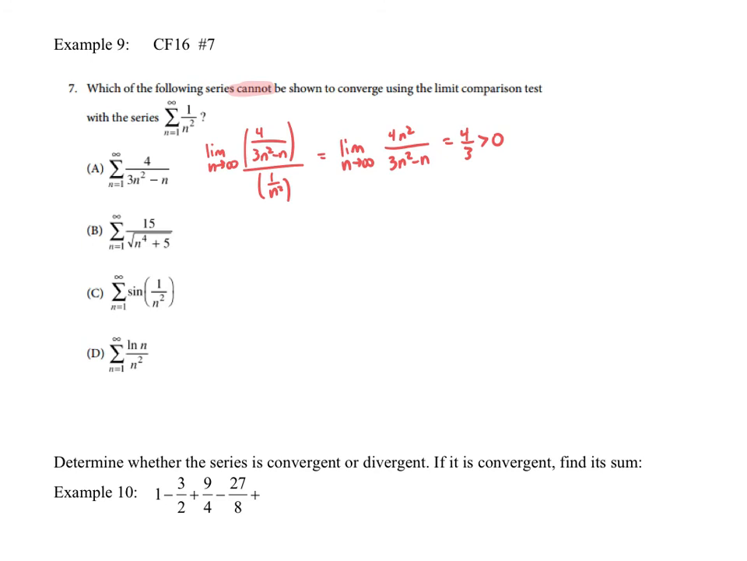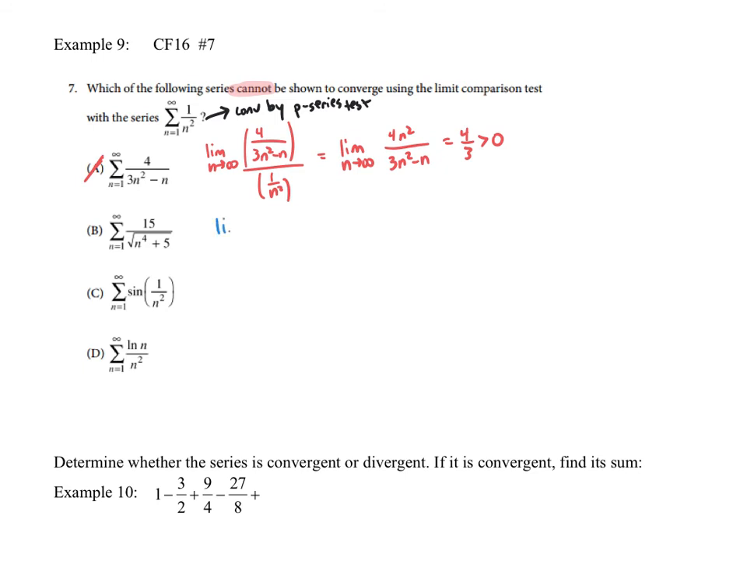And so since the original, let me just write this down. So this is convergent by the p-series test. Because that's convergent by the p-series test, and because we got a value that is finite and greater than 0, A would also converge. A would be okay to utilize the limit comparison test. So that's not what we're looking for. We're looking at the cannot. So we're looking at the one that doesn't work. Okay, for part B, let's see here.